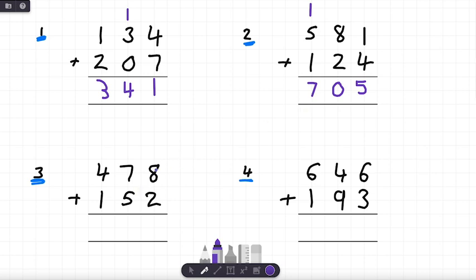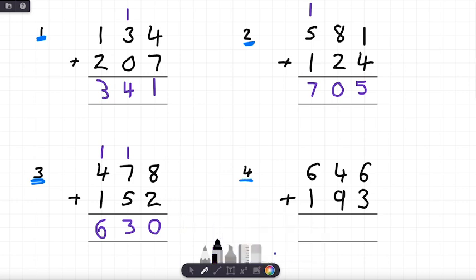For number 3, 8 units plus 2 units is 10 units, so that gives us a carry. Now we have 7 plus 5 is 12, plus 1 more is 13, so that's going to give us an extra carry into the hundreds column, and 3 tens as well with our 13 tens. 100 plus 400 plus 100 is 600, so that's 630.